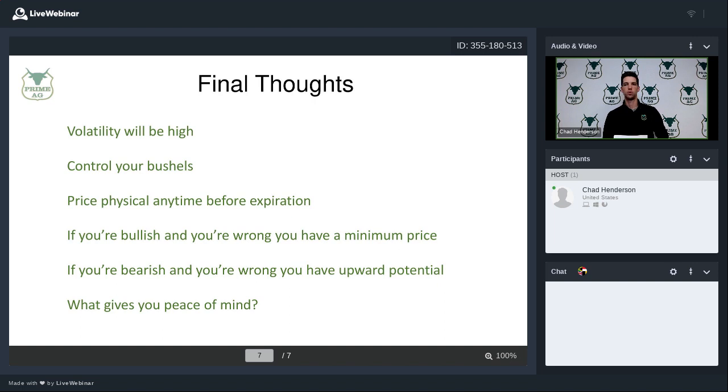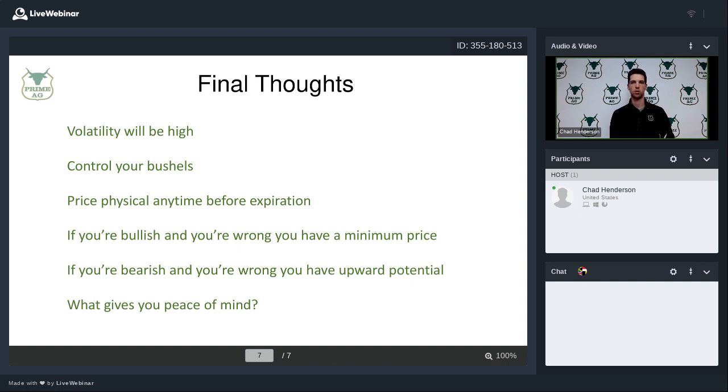If you're bullish and you're wrong, you have a minimum price. What do I mean by that? Well, it goes back to keeping control of your bushels. If you sit here today and think that beans are going to 17 bucks, that's great. I can see that scenario happening. If they don't, and let's say things break, the worst case scenario is you have that 1160 price floor in place. And I think that's a pretty good number for your operation.